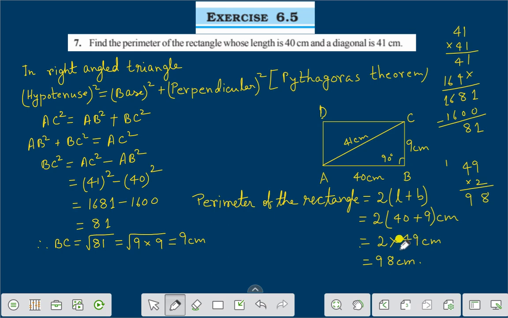Right? First of all, you have to find this BC, that is the breadth of the rectangle. Here you find the breadth of the rectangle is 9 centimeter and the length is 40 centimeter. Therefore, the perimeter of the rectangle will be 2 into length plus breadth, that is 2 into 40 plus 9, or 2 into 49, that is 98 centimeter. Therefore, the perimeter of the rectangle is 98 centimeter. This is the answer. Right?